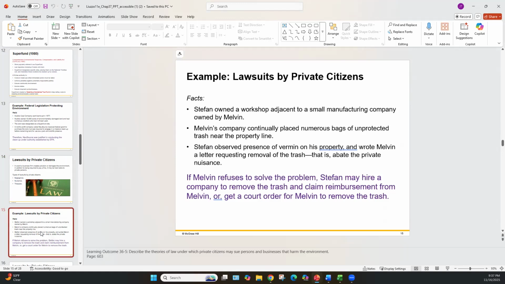An example here: Stefan owned a workshop adjacent to a small manufacturing company owned by Melvin. Melvin's company continually placed numerous bags of unprotected trash near the property line. Stefan observed the presence of vermin, which would be like rats and so on, on his property, and wrote Melvin a letter requesting removal of the trash. That is, abate the private nuisance. If Melvin refuses to solve the problem, Stefan may hire a company to remove the trash and claim reimbursement from Melvin, or get a court order for Melvin to remove the trash. Ultimately, Melvin's going to remove this trash, right? They'll bring the long arm of the law down on you for something like that, and you're not beating it. It's impossible.